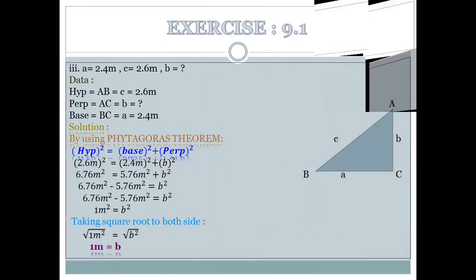Part 3, also B is unknown. B is unknown means which thing is unknown? Again, the perpendicular is unknown. Base and hypotenuse are given to you. You will apply the formula here: hypotenuse square is equal to base square plus perpendicular square. After calculating, we subtract the base square from the hypotenuse square, take the square root, and we get the value of the perpendicular, which is again 1 meter. In this question and part 2, they both have the same answer, 1 meter.